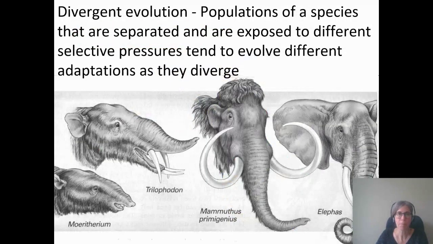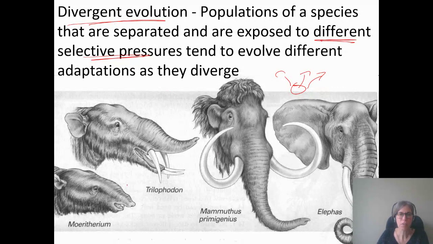But anyway. Okay. Divergent evolution is when you have one species that then changes into different species. So populations of a species that is separated and exposed to different selective pressures over time tend to evolve different adaptations as they diverge.